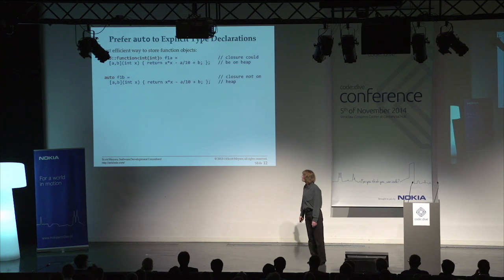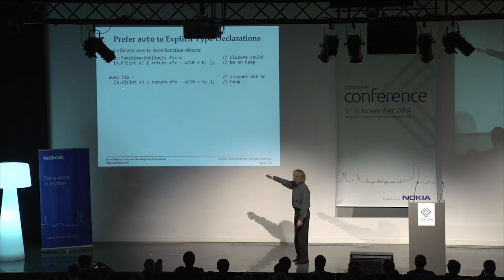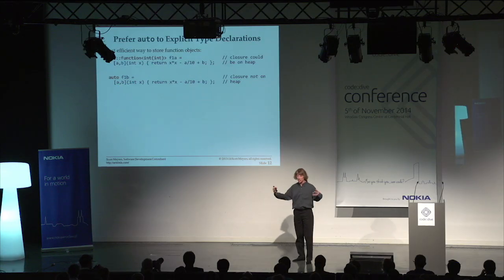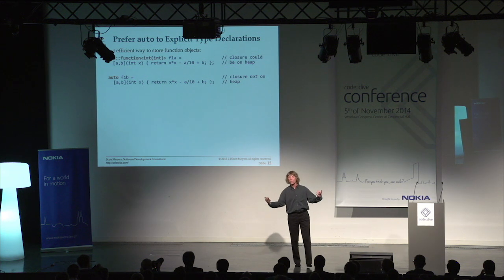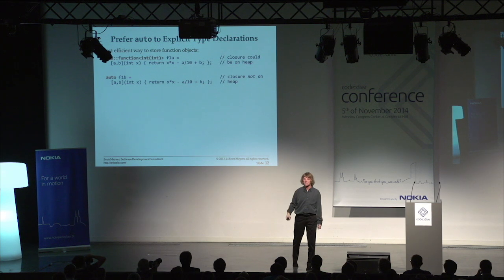Okay, so the question is, how would we explicitly write it to have the same effect as auto? And the answer is, you can't. No, it is literally unexpressible, because every lambda expression has its own type. So there is no way to say, what is the type of this?